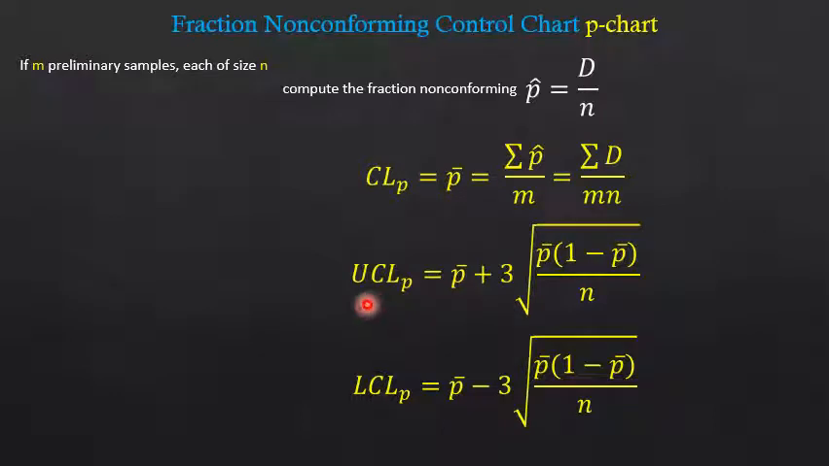After that, the upper control limit for the P chart is equal to P bar plus 3 under root P bar multiplied by 1 minus P bar divided by n, and the lower control limit for the P chart is equal to P bar minus 3 under root P bar multiplied by 1 minus P bar divided by n. We are going to use these formula values to construct the P chart.